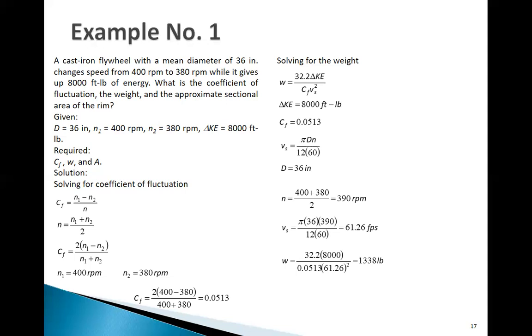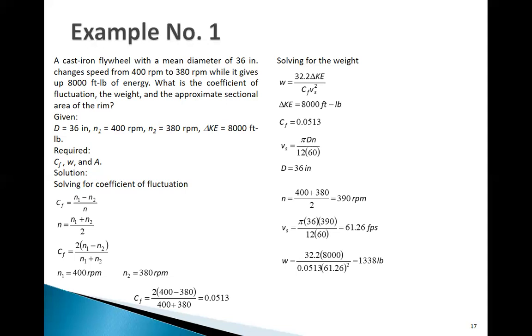Okay. Solution. Given: D is equal to 36 inches, N sub 1 is 400 RPM, N sub 2 is 380 RPM, delta KE is equal to 8,000 foot-pounds. Required: C_F, W, and A. Solution: solving for the coefficient of fluctuation, C sub F is equal to N sub 1 minus N sub 2 over N, where N is equal to N sub 1 plus N sub 2 over 2. So C sub F is equal to 2 times N sub 1 minus N sub 2 over N sub 1 plus N sub 2.